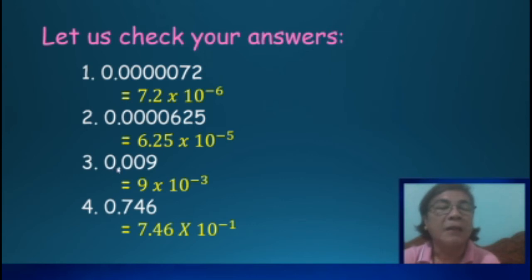Next, 0.009, we move 1, 2, and 3. So we now have 9 times 10 raised to the negative 3. And for number 4, we move only 1. That is 7.46 times 10 raised to the negative 1. Why? If we move 2, what would be our answer? It turned out to be 74.6. So that is greater than 9 already. Okay, so it's only 1.